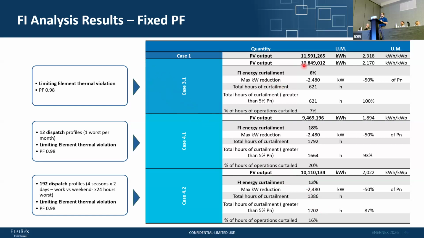You can see that case 3.1 was the hourly. You get less curtailment than you would through doing case 4, which is the monthly or the seasonal. But doing it hourly, it's a little more complex to implement versus having just a seasonal static workday-weekend or a monthly curve. So this is the fixed power factor case results, and you can see the monthly. This 4.1 is the monthly limit curves and has the highest curtailment there.